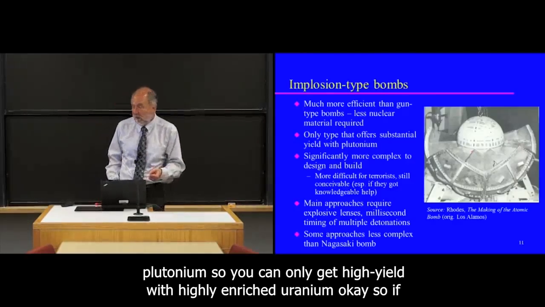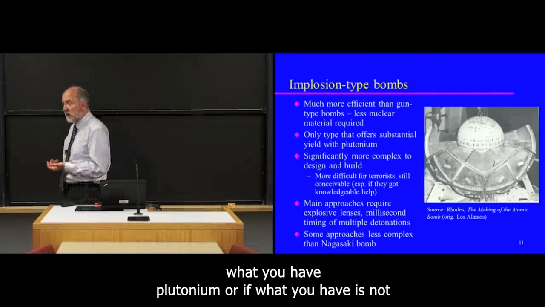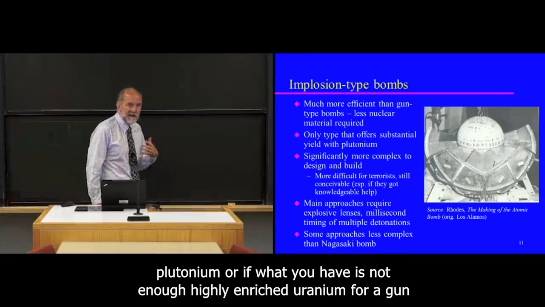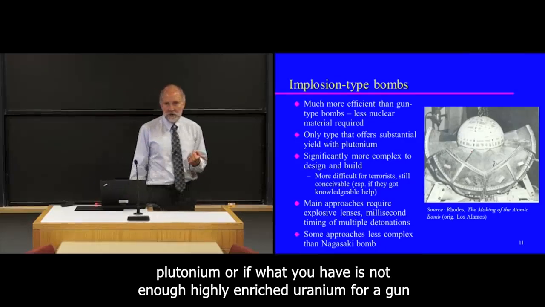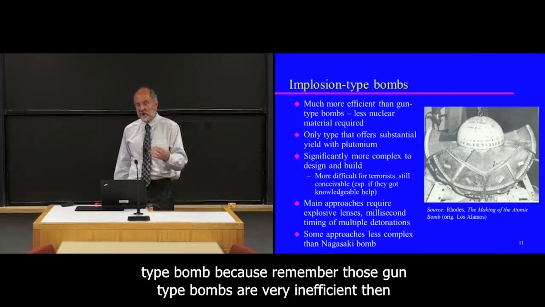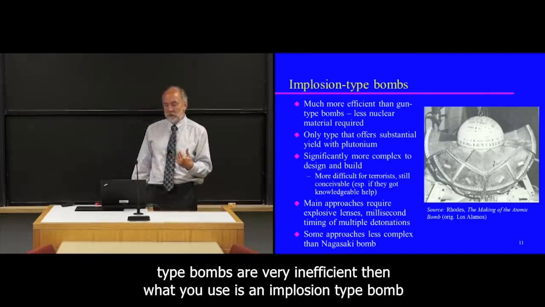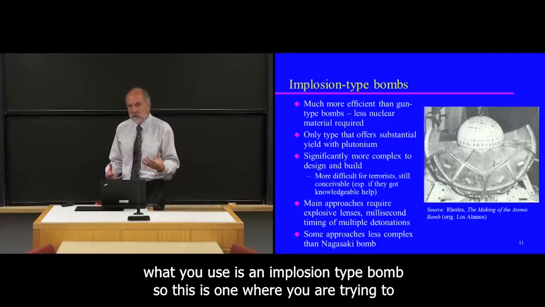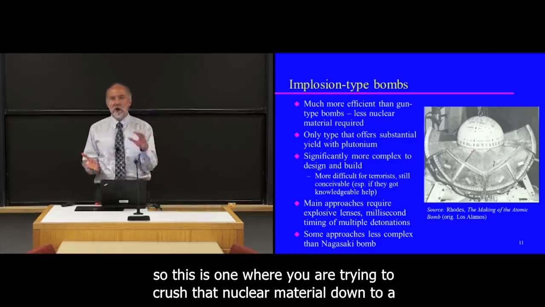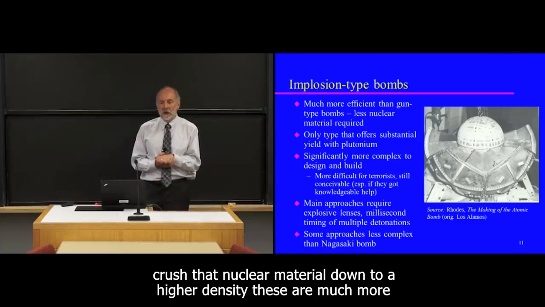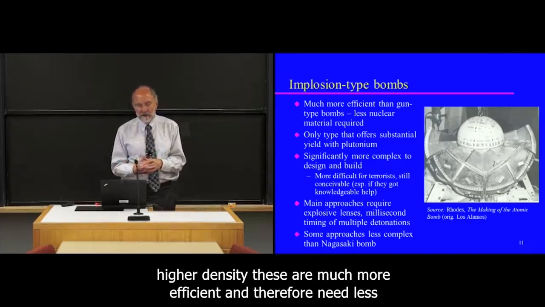Okay? So if what you have is plutonium, or if what you have is not enough highly enriched uranium for a gun-type bomb, because remember those gun-type bombs are very inefficient, then what you use is an implosion-type bomb. So this is one where you are trying to crush that nuclear material down to a higher density. These are much more efficient and therefore need less nuclear material.